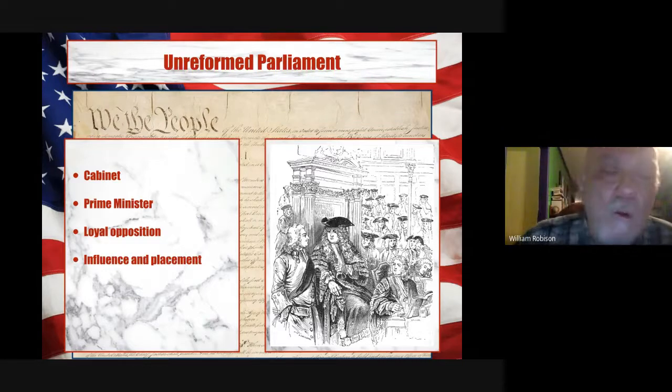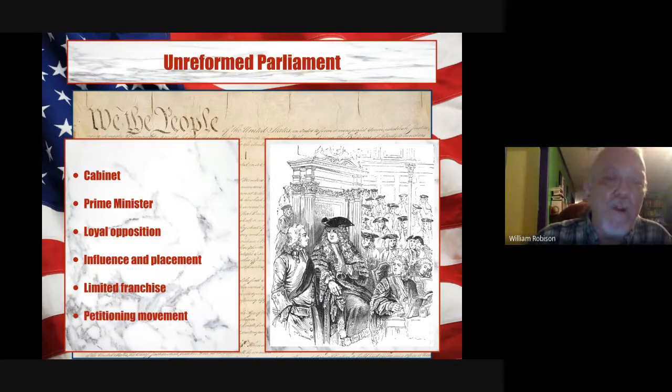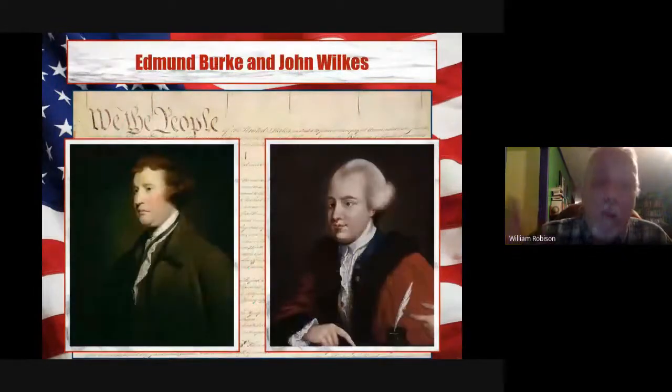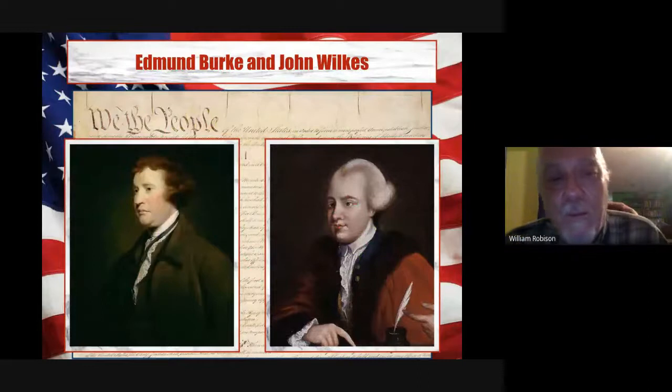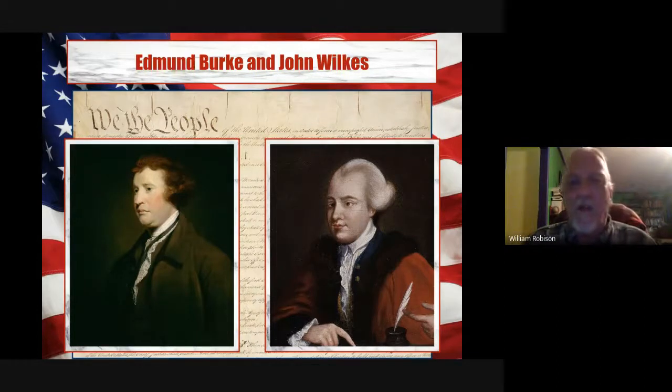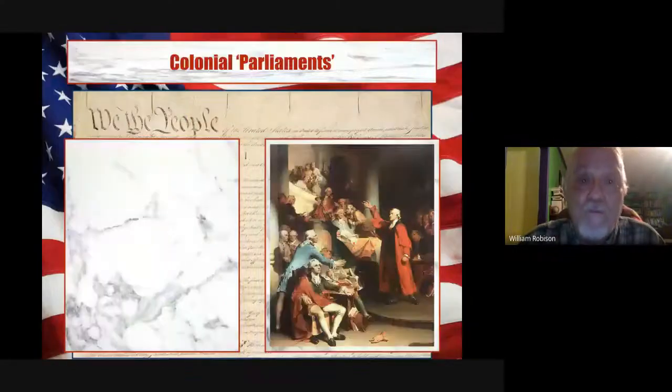But there was still a lot of corruption, a lot of influence that was not necessarily licit, and most people still couldn't vote, although they could petition. By the late 18th century, you have a fairly dignified individual called Edmund Burke calling for more participation in government, and a total scoundrel who was nonetheless a real reformer by the name of John Wilkes, the namesake of Mr. and Mrs. Booth's son, John Wilkes Booth, both calling for reform.